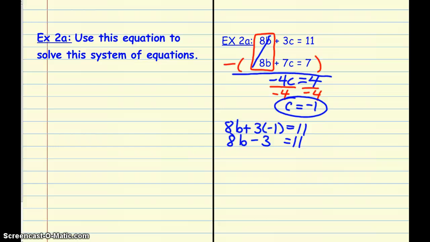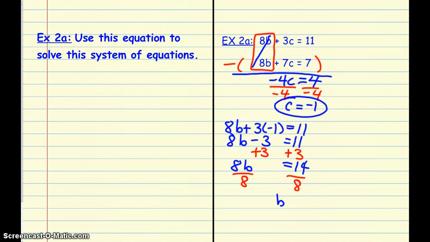So I need to get rid of this minus 3, and we do that by adding 3. And we have 8b equals 14. And did I want to get a decimal here? Because 8 does not go into 14 evenly. Sorry about that. Let me look at my notes real quick. 8b, what did I do? Nope, we are going to get a decimal here. So then from here, sorry about that, I just wanted to make sure, but we're going to divide by 8.